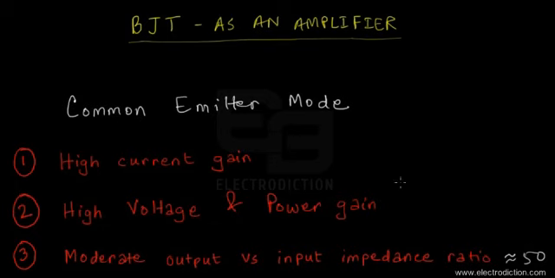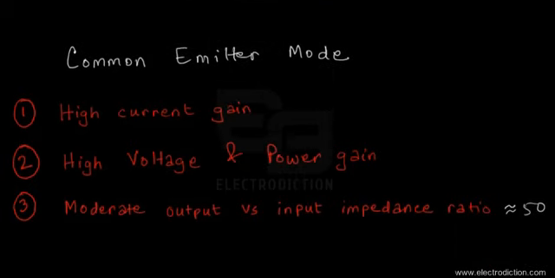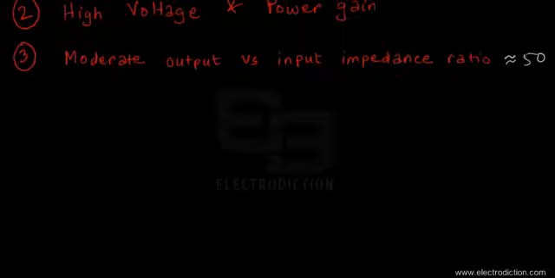So due to these three basic reasons that we've just pointed out, the common emitter mode is the most suitable for use as an amplifier. That said, we'll now move on to the other part where we will discuss how to configure a circuit out of a BJT in the common emitter mode to use as an amplifier.